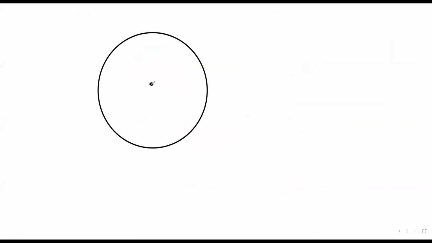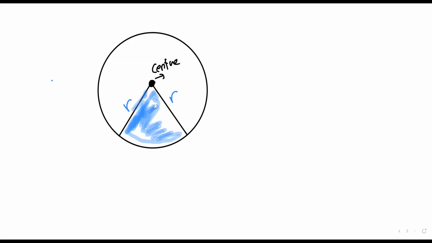This is the center over here, and I'm going to draw a radius, and then draw another radius. So as you can see, I drew a circle. This is the center of the circle, and of course this is the radius, and this is another radius. Now, this area between two radii, please listen carefully, the area between two radii is called a sector.